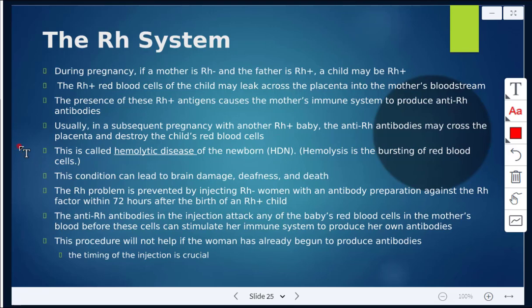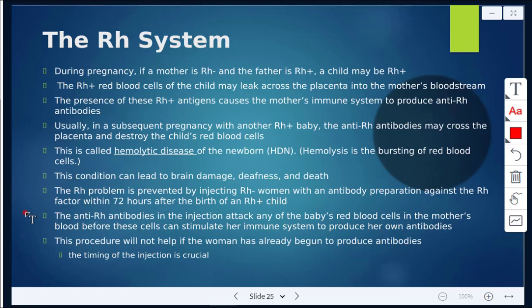Okay, hemolysis is the bursting of red blood cells. And this condition can lead to brain damage, deafness, and death. So this Rh problem is prevented nowadays by injecting Rh negative women with an antibody preparation against the Rh factor within 72 hours after the birth of an Rh positive child.